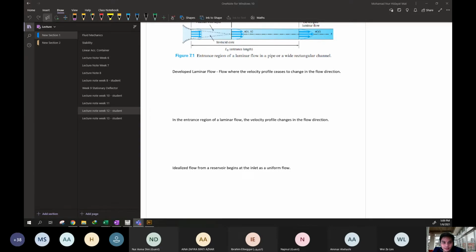Sometimes I forgot. So yesterday we learned about normalized differential equation, where we convert from the standard differential equation into normalized differential equation. So let me repeat again. What is actually meant by normalized?